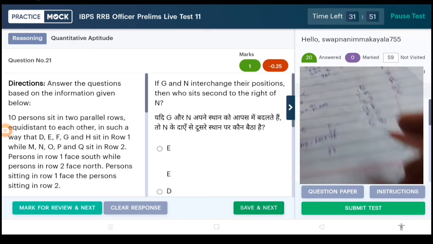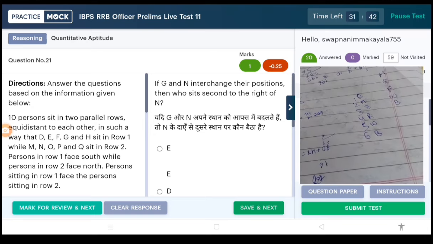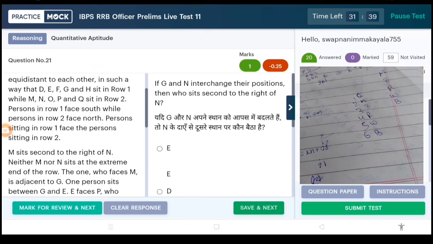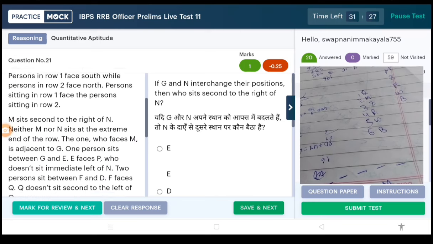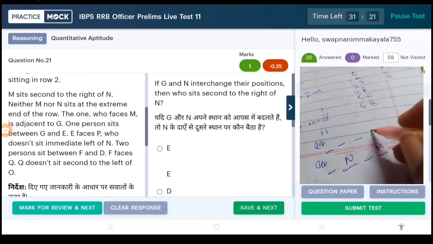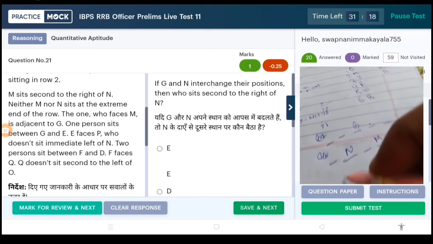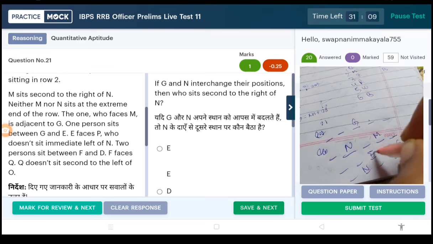Next 10 persons given. Two parallel rows, equidistant, right. M is second to the right of N. Extreme ends. Draw 10 persons. The one who faces M is adjacent to G. One person between the G and E.